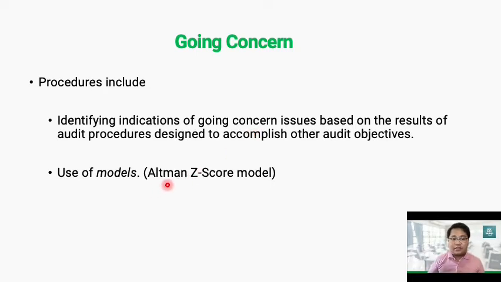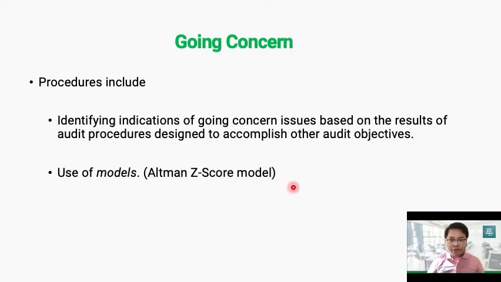So one popular model is the Altman Z-score model. It is a numerical measurement that is used to predict chances of bankruptcy. And bankruptcy could affect the going concern assumption of the client, meaning the chance of the client being bankrupt could impact the ability of the entity to continue as a going concern.